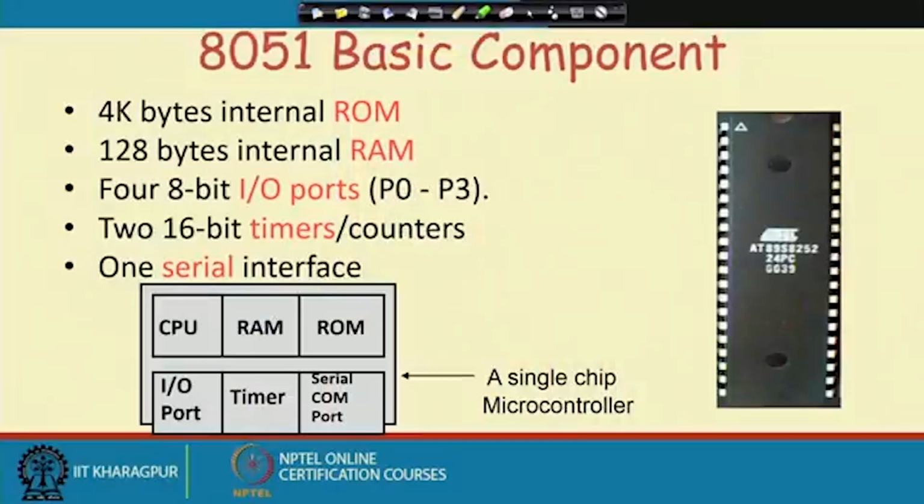Now, what is done in the microcontrollers is that all these components are put onto a single chip. The advantages are, first of all, the overall system size becomes small. Instead of having separate chips mounted on a board, in a single chip you have all these components, so the overall size of the system becomes smaller.